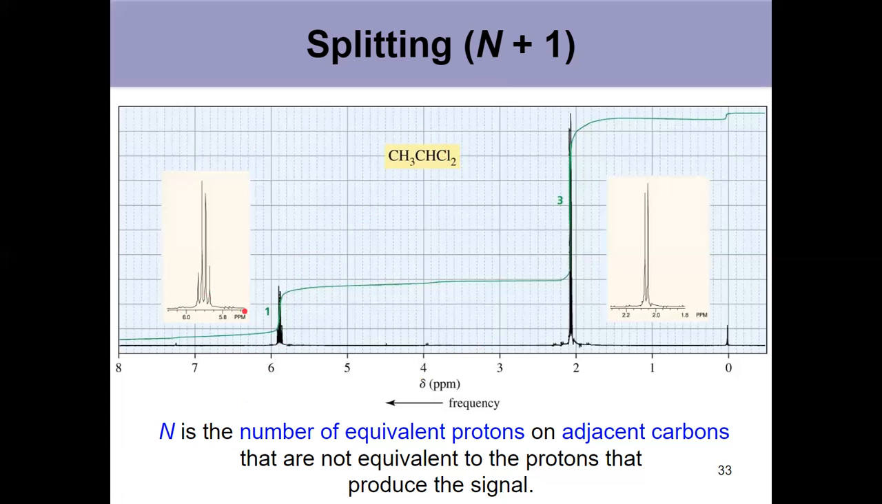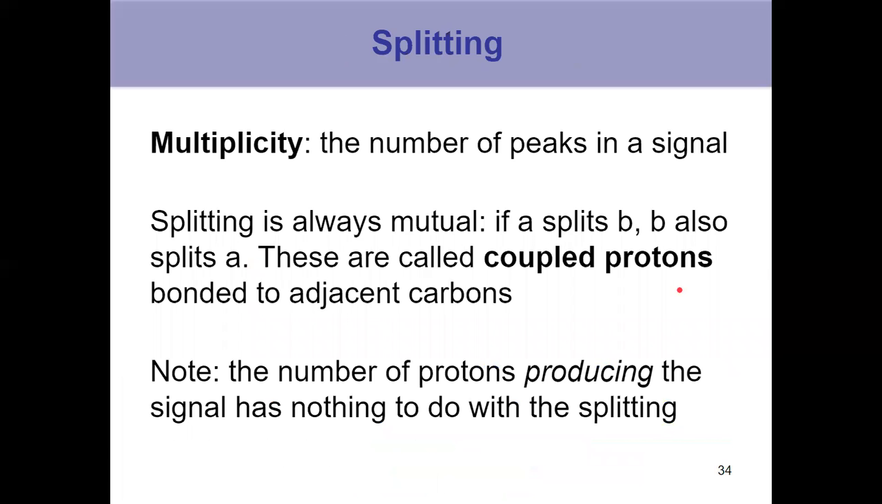These hydrogens produce the taller signal further upfield here. Notice the integral, 1 to 3, that integration from video 2. And these three hydrogens have one neighboring hydrogen. 1 plus 1 is 2. That signal appears as a doublet. So again, the multiplicity is the number of peaks in a signal, and it's a phenomenon that's always mutual. If those hydrogens are neighboring, they split one another. If A splits B, B also splits A, like we just saw. Those are called coupled protons when they're bonded to adjacent carbons.